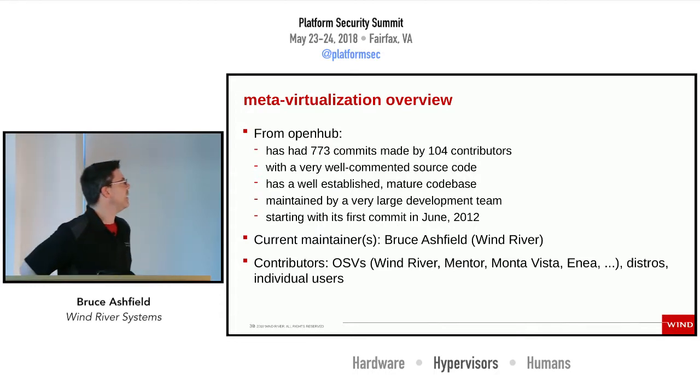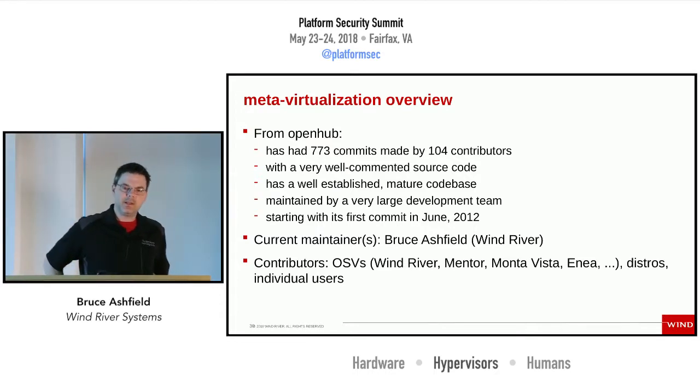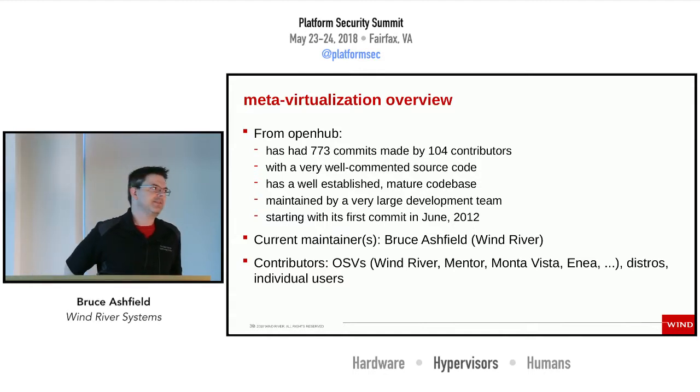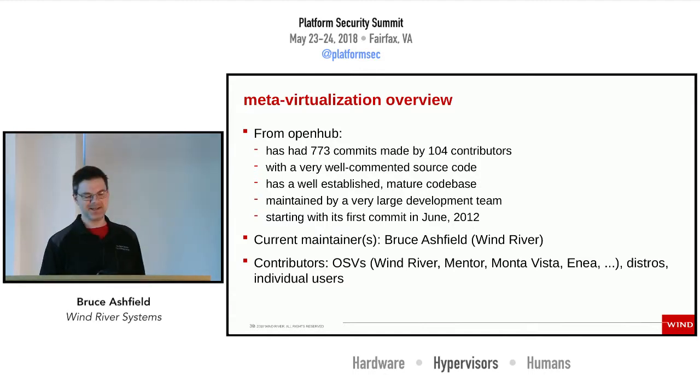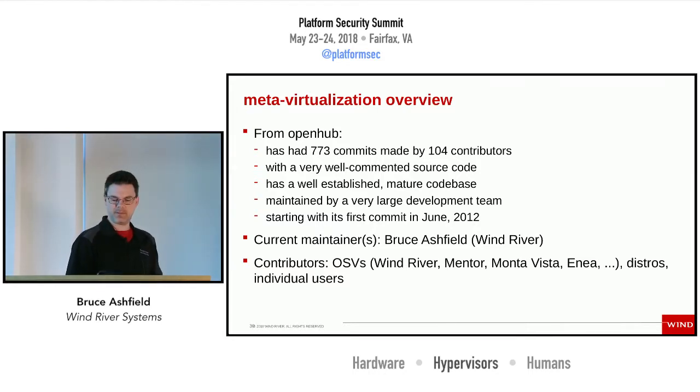So if you go to OpenHub and look at the statistics on the project, it says it's mainly in shell script, but that's because it only looks at the build system part of it. But it's been around for a while. I've been a maintainer since pretty much the very beginning of it as well. But we have 104 unique contributors over the years, which is actually pretty good considering that this is just a very specific thing on top of OE core. We started it in 2012, and the contributors are actually getting broader over time. A lot of the OSVs, Wind River, Mentor, Monte Vista, Enea, they've all put things into it, as well as a lot of different individual users.